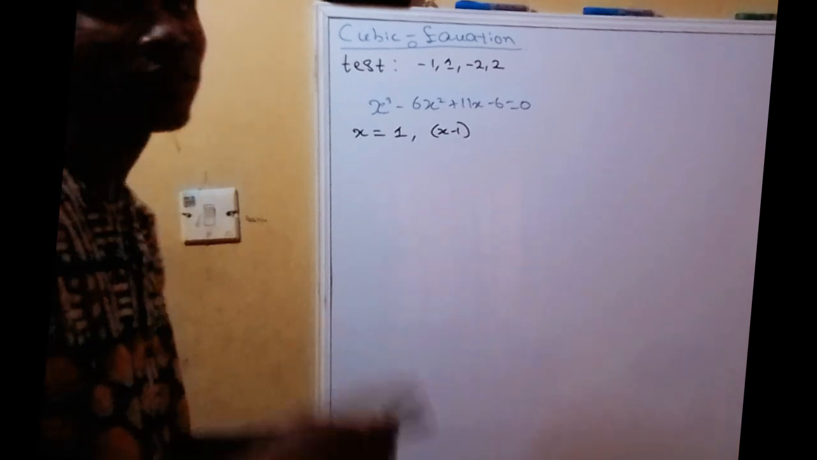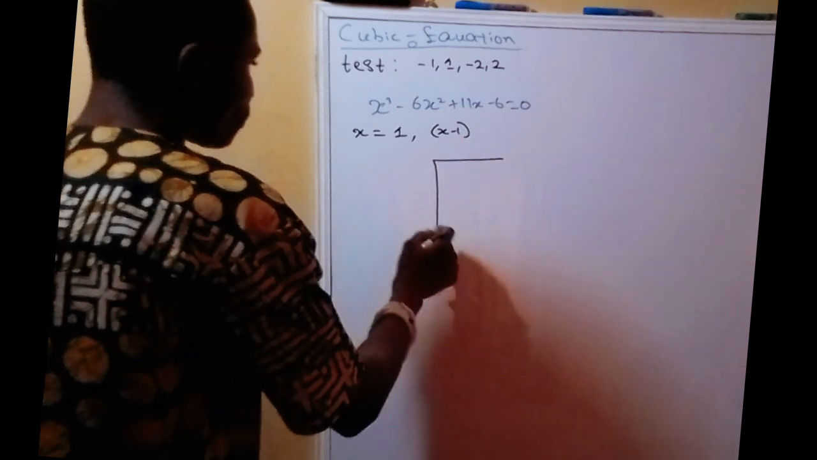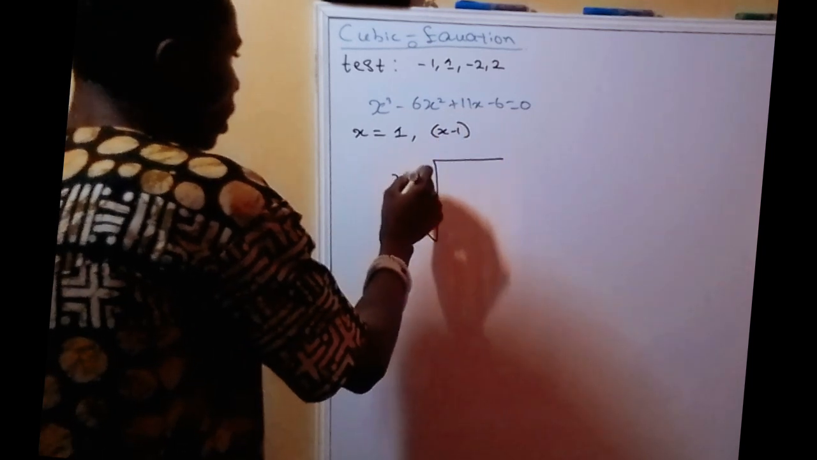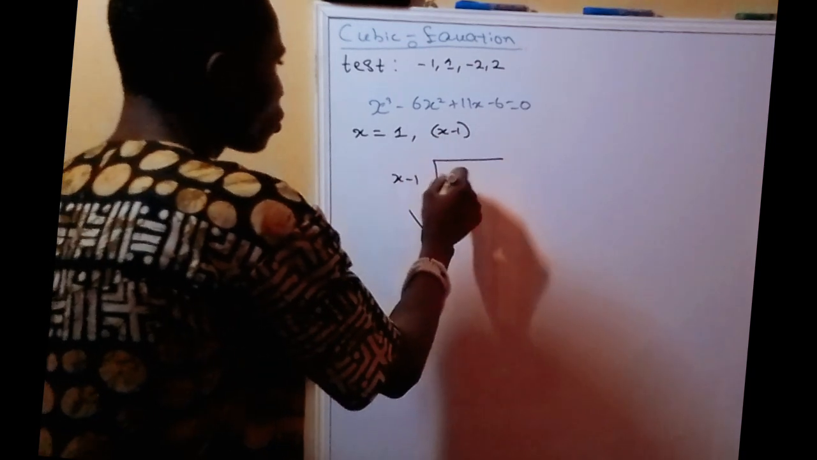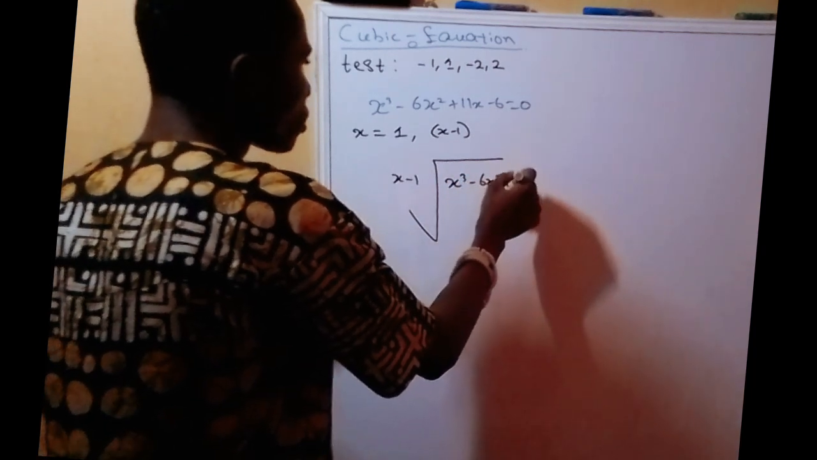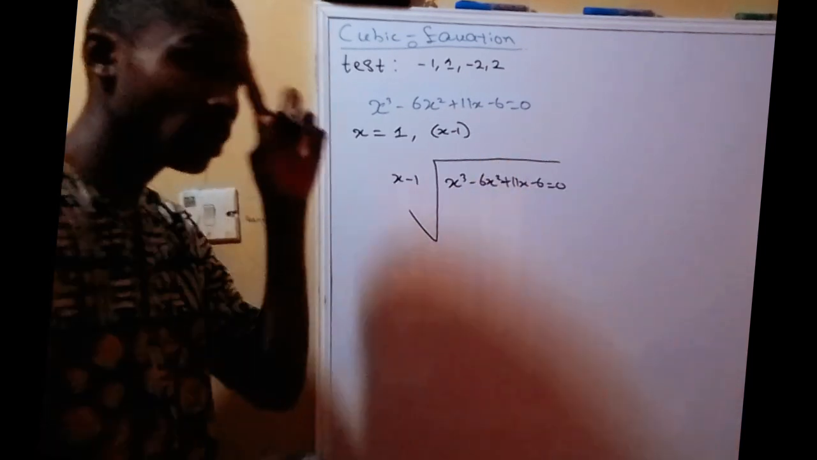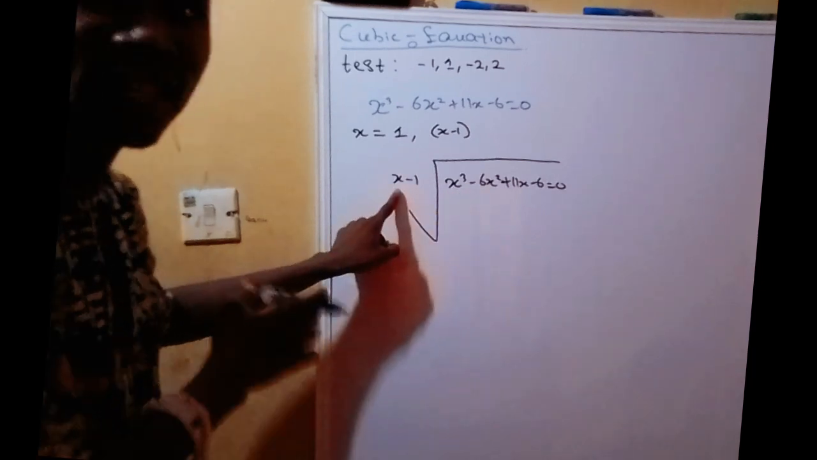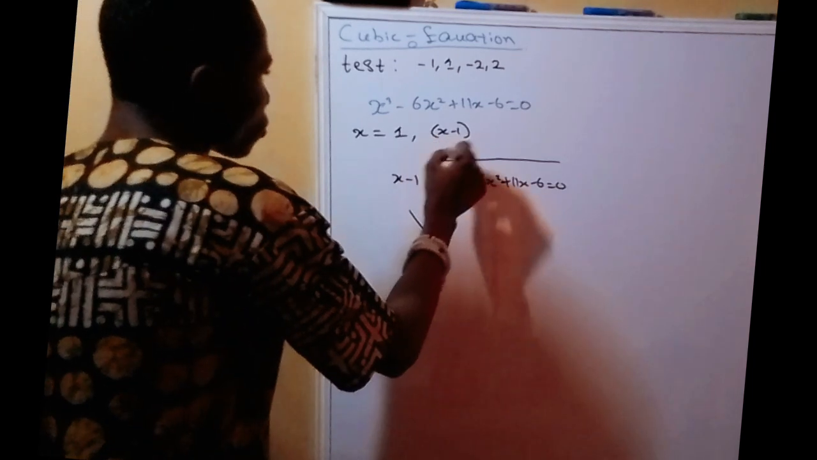And now let us apply the division method first and foremost. This is how the division method works. The common factor, you put it outside here, x minus 1. And you put your x cubed minus 6x squared plus 11x minus 6 equals 0. You put that out also. Then you use the first value to divide only the first value also outside here. x cubed divided by x, you have x squared.